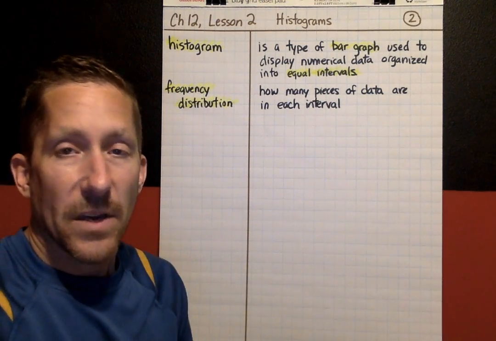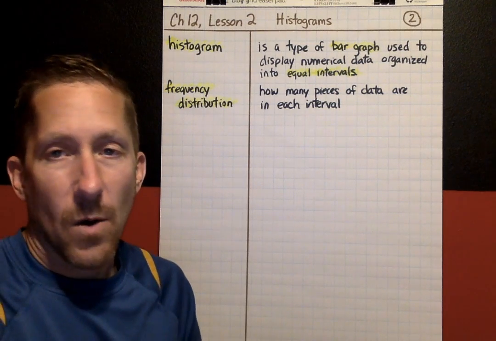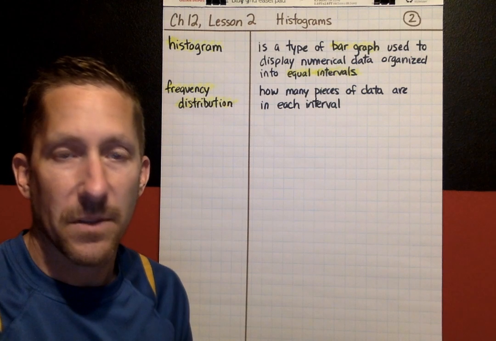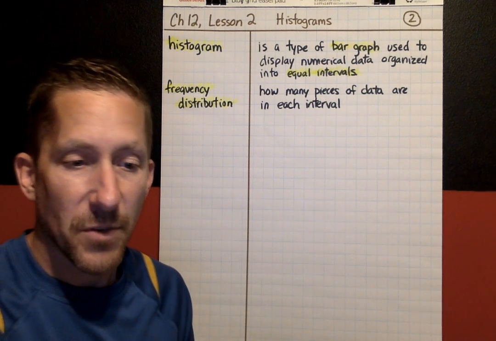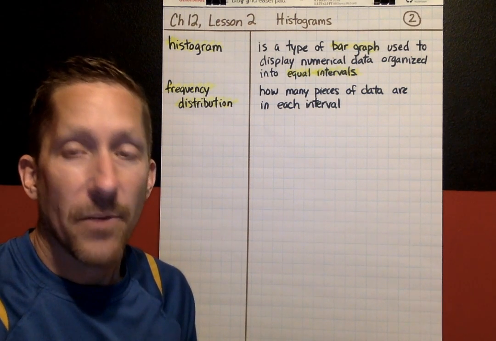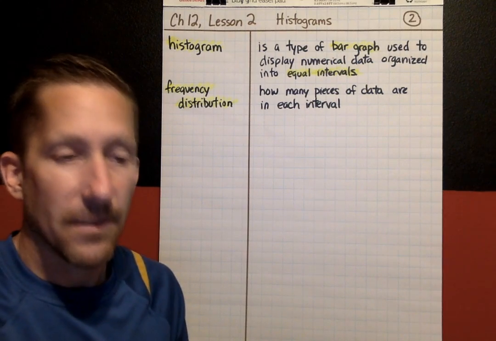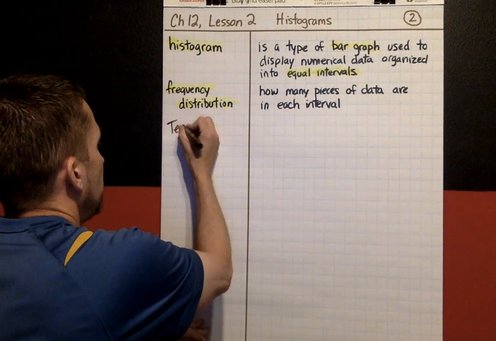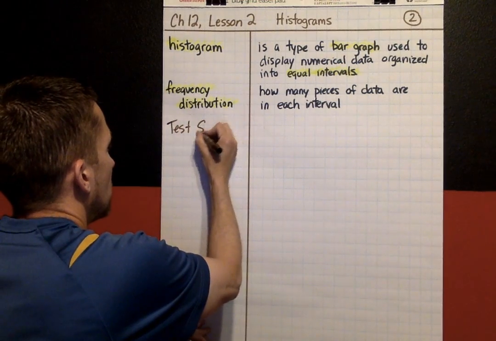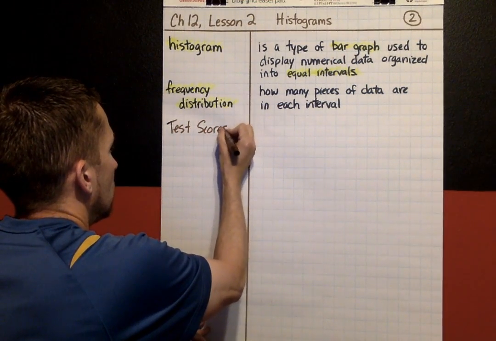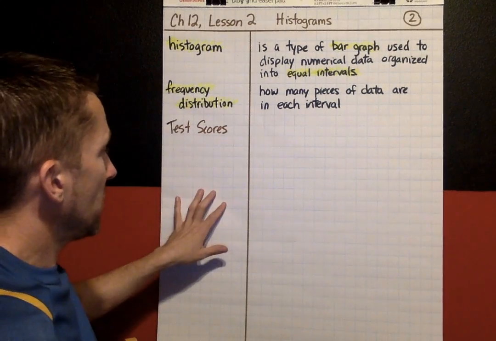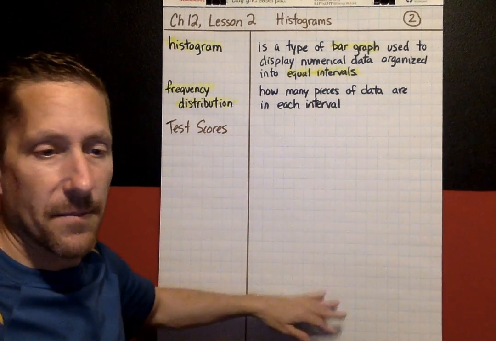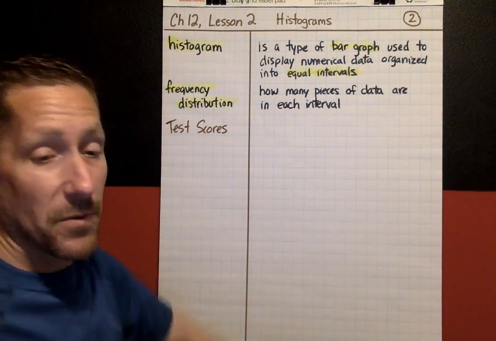All right, so example. We're going to look at a whole bunch of test scores, and we're going to build a histogram and a frequency distribution or a frequency table, and we're going to do that looking at a bunch of different test scores. So here we're going to record the data, then we're going to make a frequency table and then a histogram. And I think it'll make sense as we go through it.